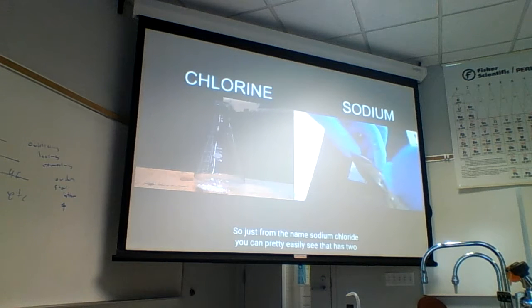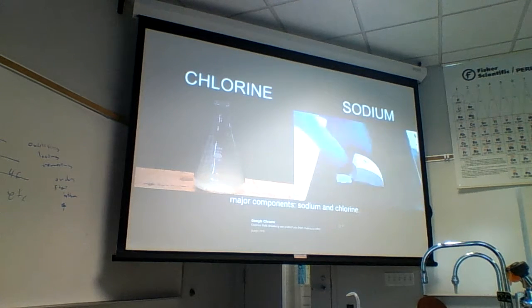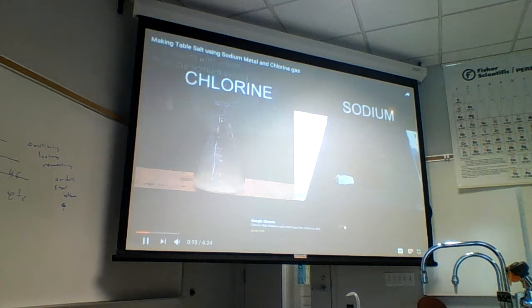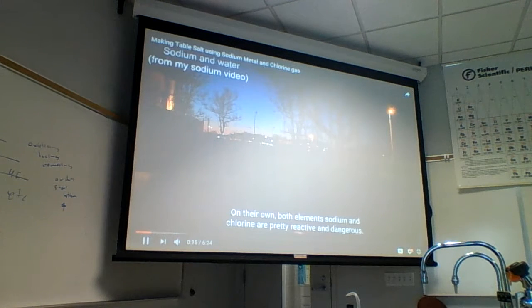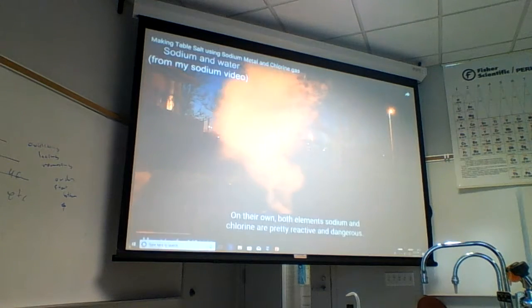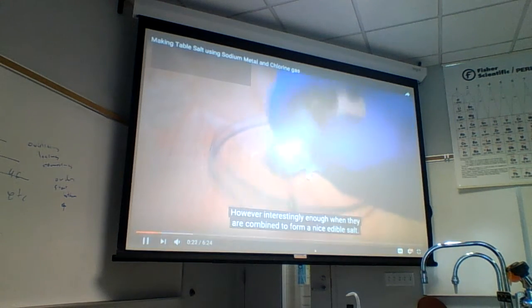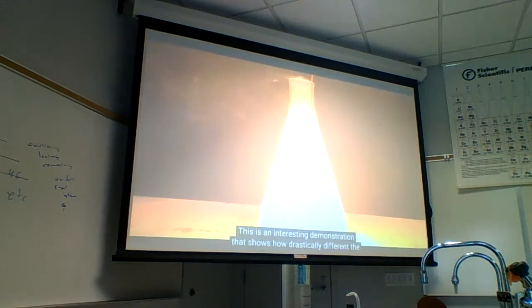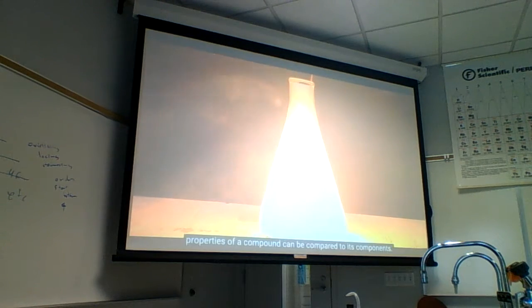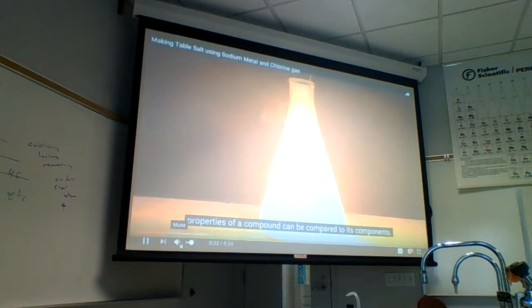So just from the name sodium chloride, you can pretty easily see that it has two major components, sodium and chlorine. On their own, both elements, sodium and chlorine, are pretty reactive and dangerous. It's interesting, they have sodium street lamps there. When they're combined, they form a nice edible salt. This is an interesting demonstration that shows how drastically different the properties of the compound can be compared to its components.